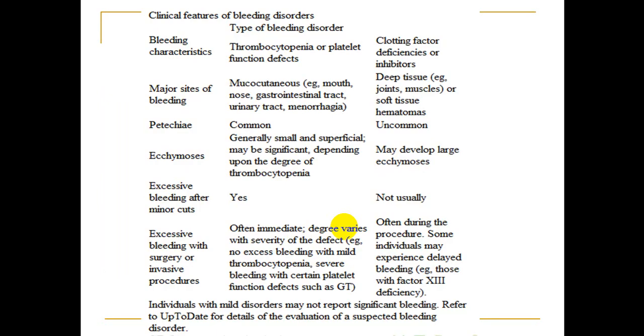This is an important diagram showing how you differentiate between platelet disorder and clotting disorder. In platelet disorder, the major site of bleeding is mucous membrane, nose, GIT tract, while in clotting disorder, the major sites are deep tissue, joints, soft tissue, or hematoma. Petechiae are common in platelet disorder, uncommon in clotting disorder. Ecchymosis: they may develop large ecchymosis in clotting disorder, and it may be significant depending on the degree of thrombocytopenia in the platelet disorder.